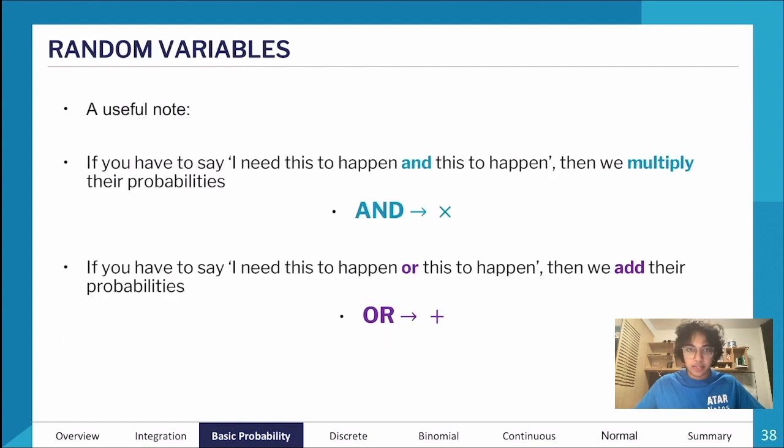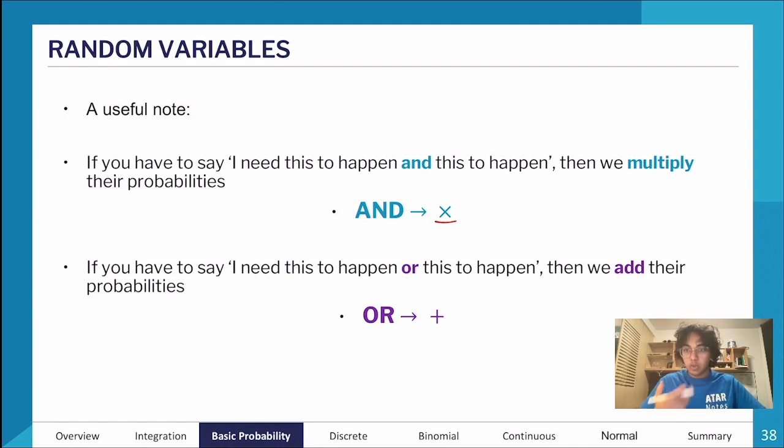Okay, hopefully that makes some sense. Another useful note to know is that if you have something with the word "and", so if I want something to happen and another thing to happen, for example, the probability of me solving a Rubik's Cube in less than a minute and the probability of it raining, then I multiply them together.